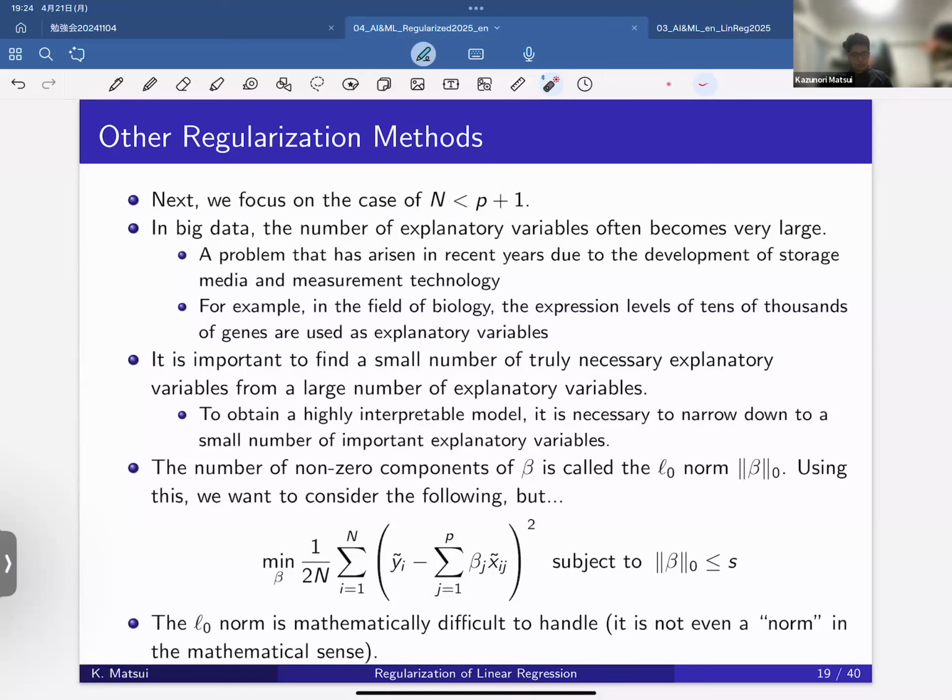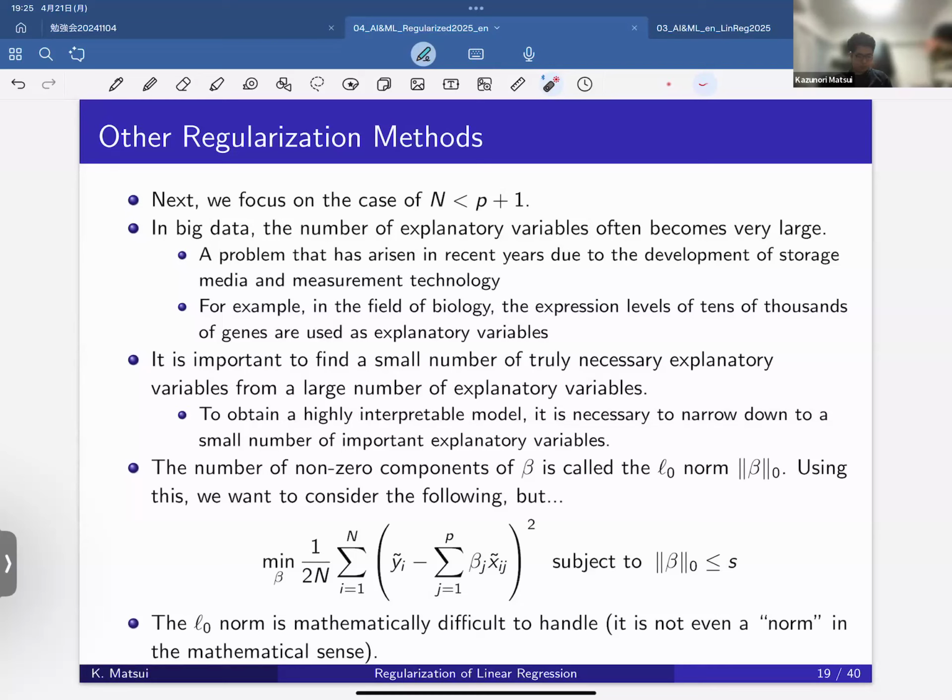Whereas the genome is very long data. If you ask which part affects cancer, for instance, not all parts have an influence. Only a very small portion does. So the truly necessary parts are few in number. To obtain a highly interpretable model, it's necessary to narrow down to a small number of important explanatory variables.